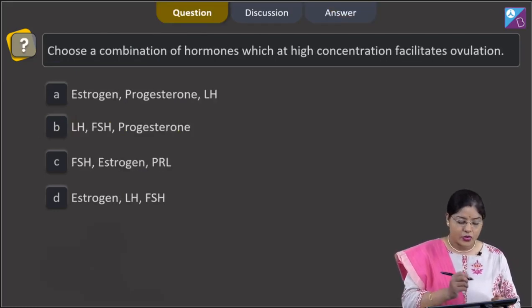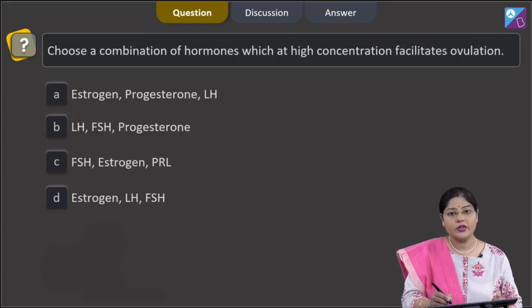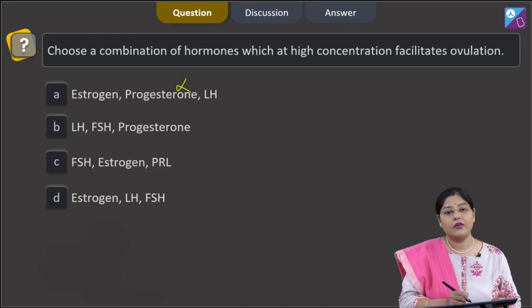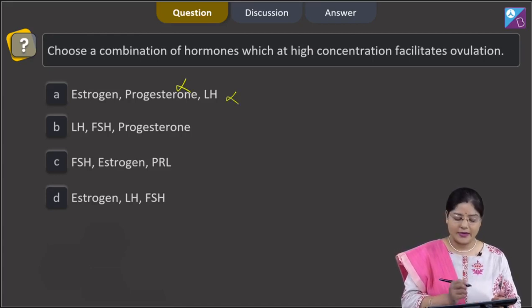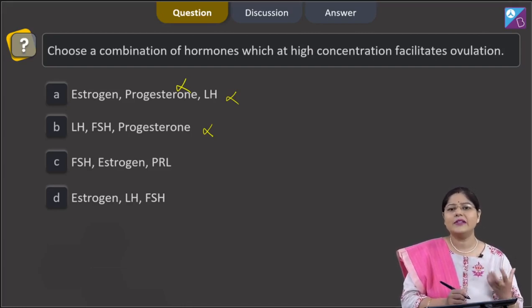Question states that choose a combination of hormones which at high concentration facilitates ovulation, and the options given are first option estrogen, progesterone and LH. Progesterone is not required for ovulation, so this cannot be a correct answer. Second option LH, FSH and progesterone. Here also progesterone is given, so this cannot be a correct answer. Third option FSH, estrogen and PRL. PRL stands for prolactin. Prolactin acts on mammary glands and stimulates mammary alveoli to synthesize and secrete milk. So, this cannot be a correct answer.